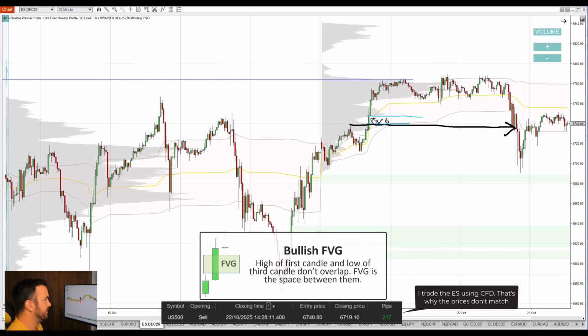And it was a bullish fair value gap, so there was a chance that the price would turn here, right? So I wanted to quit the trade before that happens. So that's reason number one why I wanted to quit the trade there.